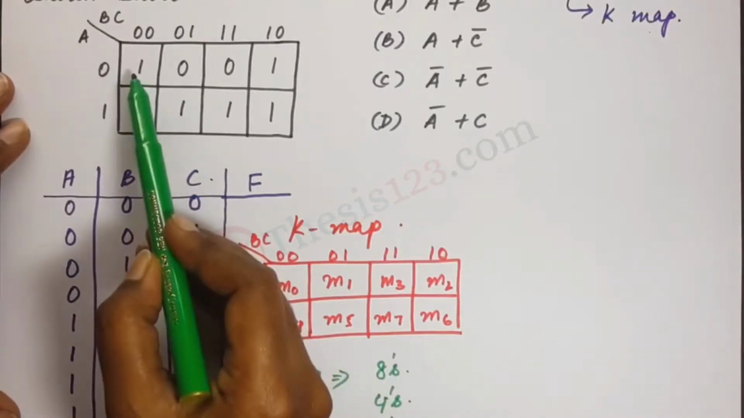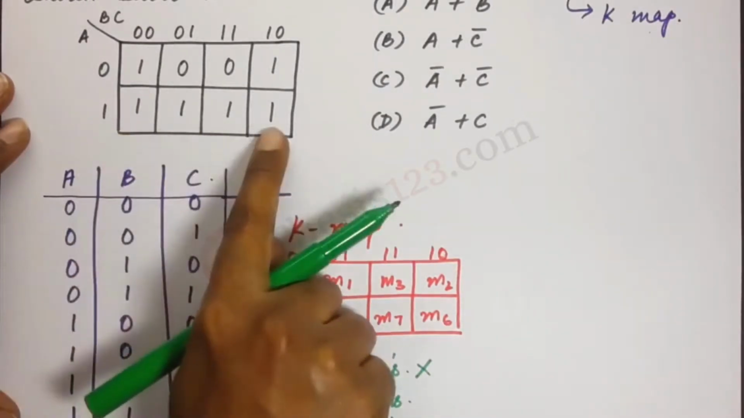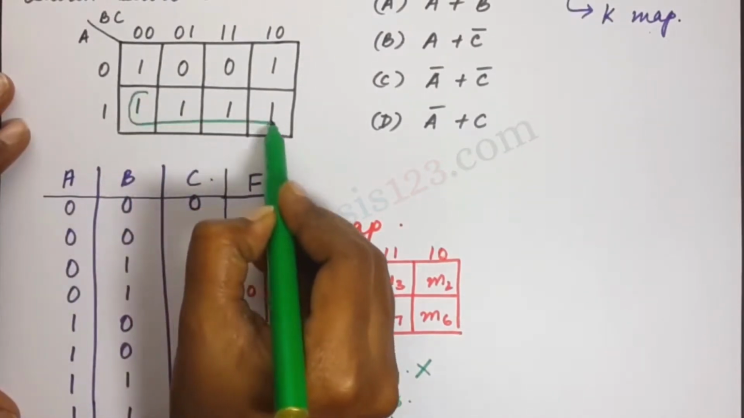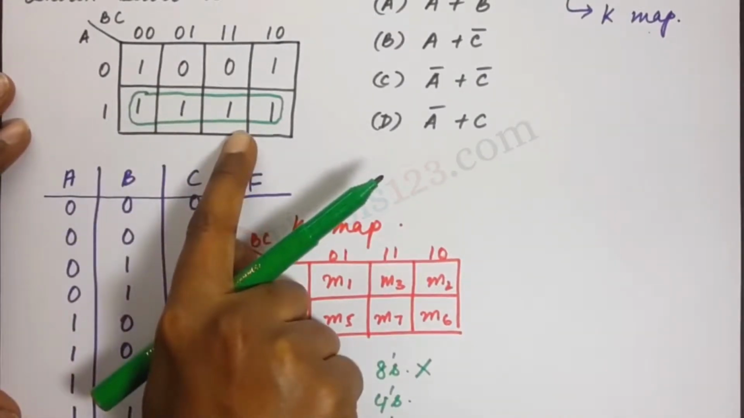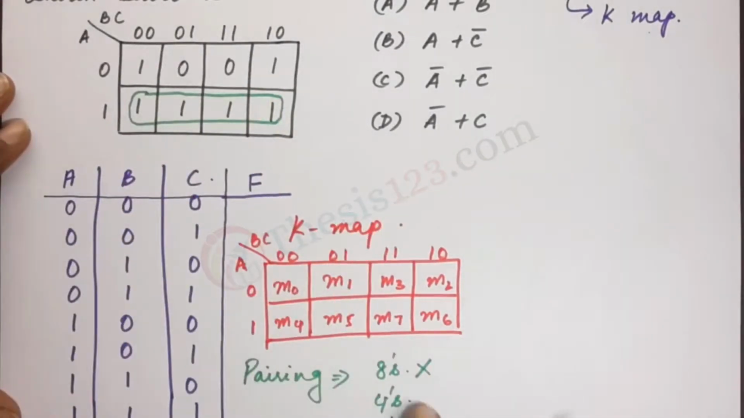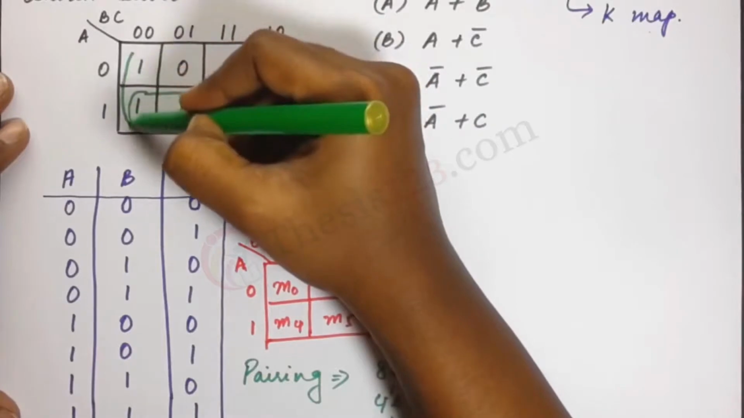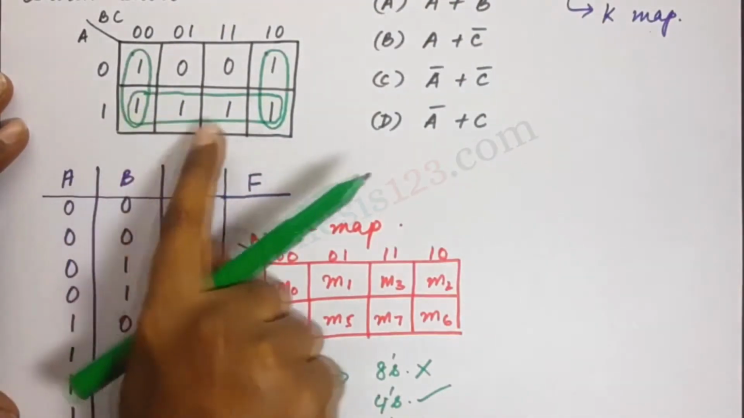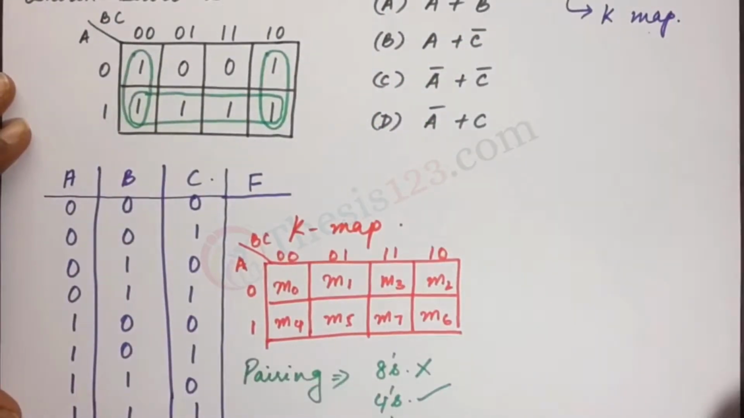Now we see that there are just 6 ones, so 8 is ruled out. We cannot group them in 8s. In 4s next, we see that there is one way of grouping the ones here. So we have just one group of 4 ones. Now next we see if we can group them in 2s. We can group them in pairs. So we have one group here and another group here. Altogether we have 3 groups. Now the output expression is based on these 3 groups.